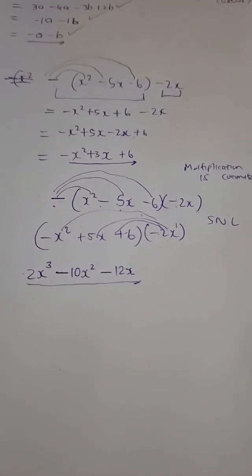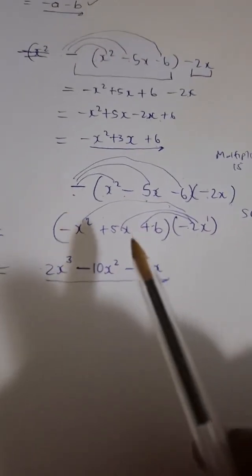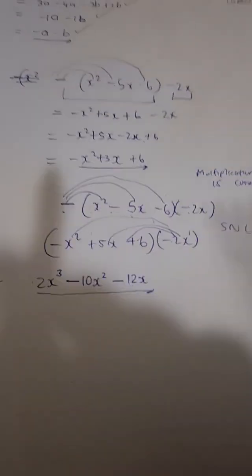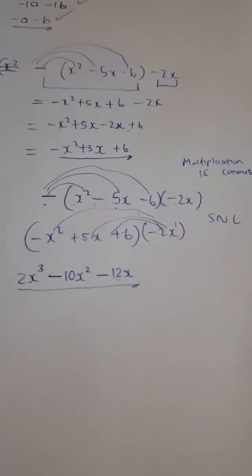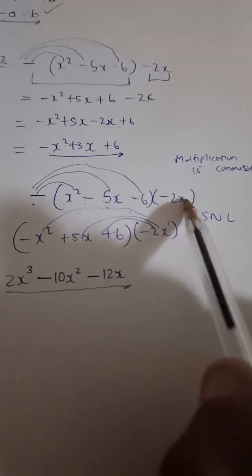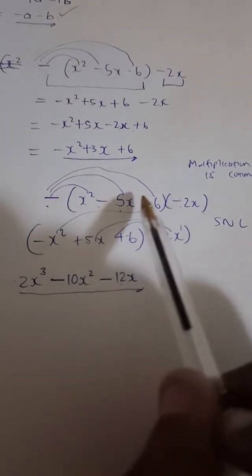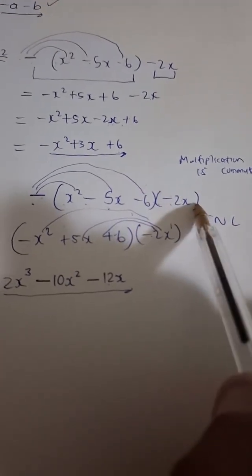So this is how we would go about attempting this question. This is one way in which you could go about answering this question. Like I said, you have these three things multiplied, this negative sign with this trinomial with this monomial.